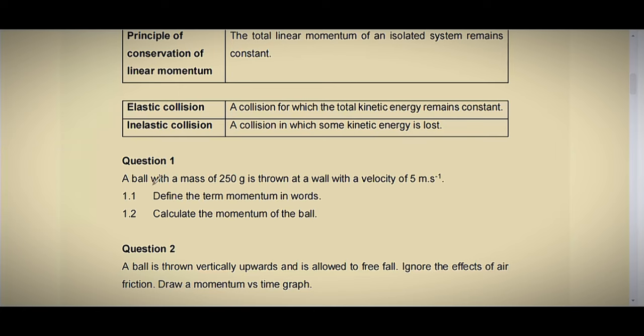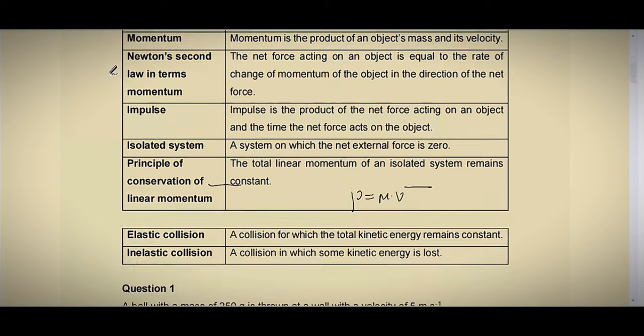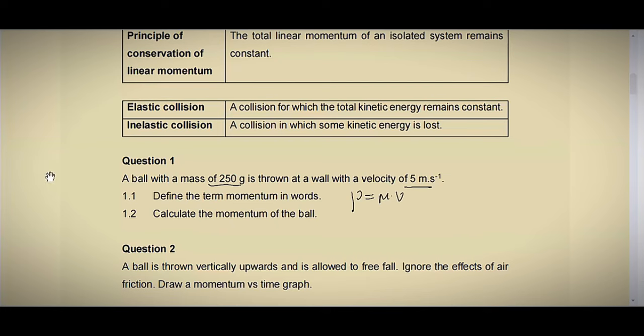We have question 1 here. It says a ball with a mass of 250 grams is thrown at a wall with a velocity of 5 meters per second. Then 1.1 says define the term momentum. So you just go P equals M times V, and then you remember that momentum is the product of the mass of the object and its velocity, right? So you just write that definition. We say momentum is the product of the object's mass and its velocity, and then you are done. So in an exam situation, you already have 2 marks for that.